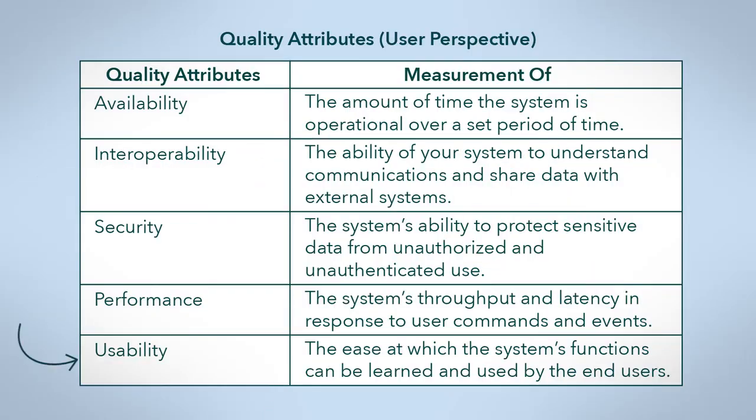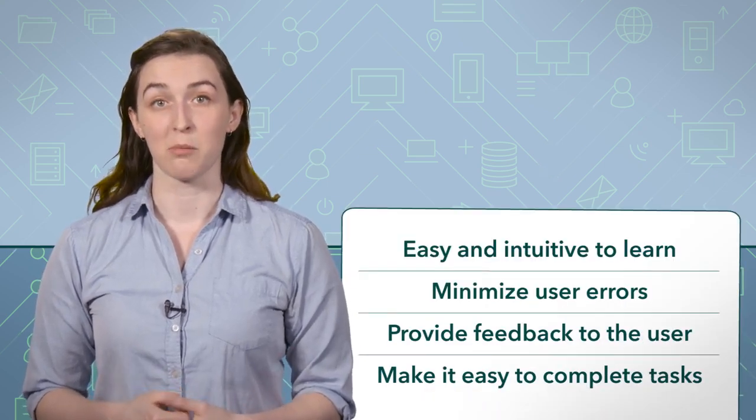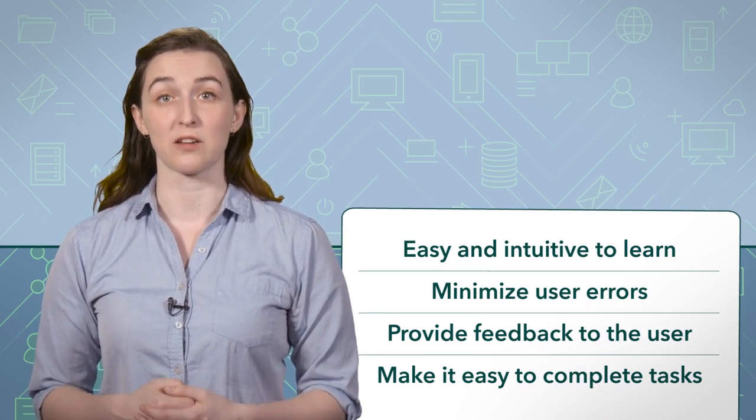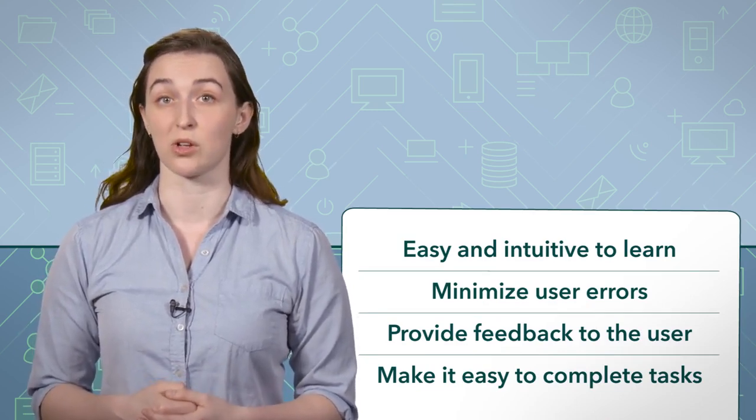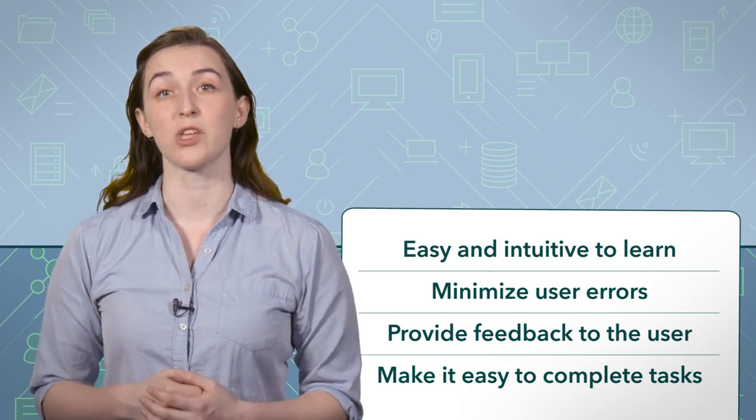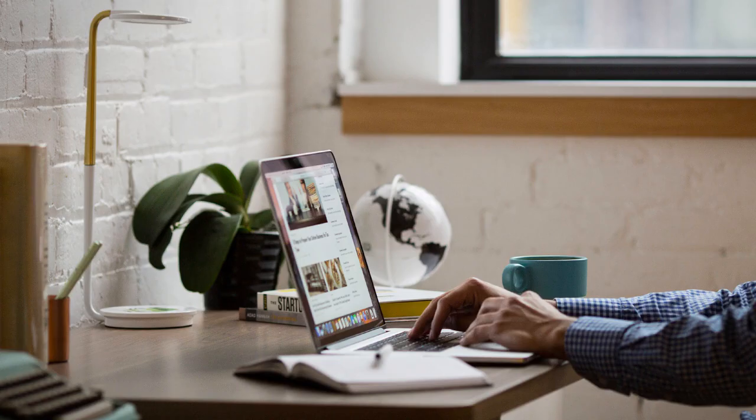Finally, usability determines how well your system is able to address the requirements of the end users. In order to have high usability, your system needs to be easy and intuitive to learn, minimize user errors, provide feedback to the user to indicate that the system has registered their actions, and make it easy for the user to complete their task. You aim for your system to provide a high-quality user experience, so your users will want to use it. Even if you have the most sophisticated system on the planet, an end user will avoid it if the experience is intolerable.